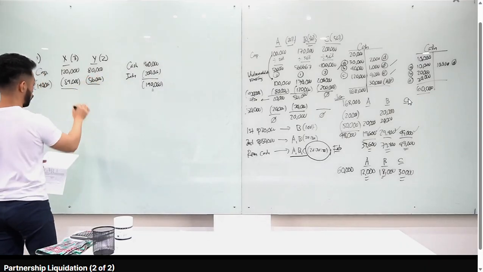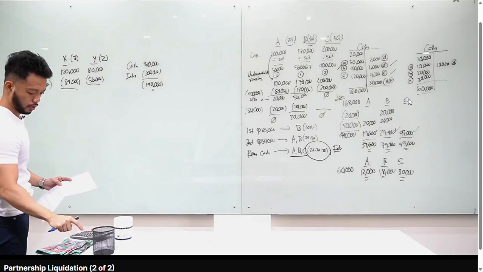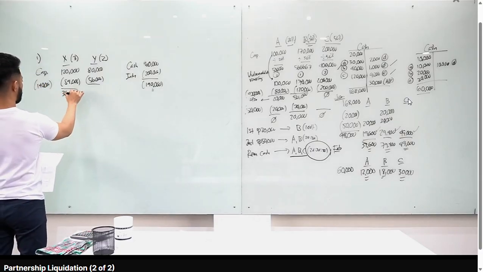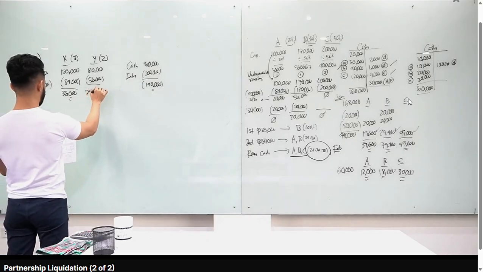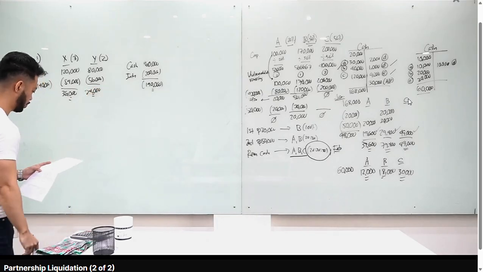Alright? 120 minus 84, 36,000 for partner X. For partner Y, 80,000 minus 56, that is 24,000. Answer natin, ang tanong dito si X, letter D, 24,000.